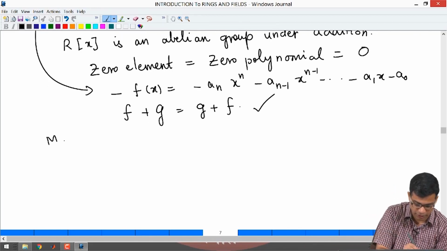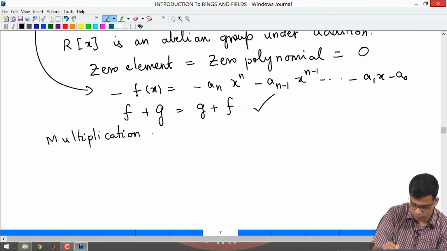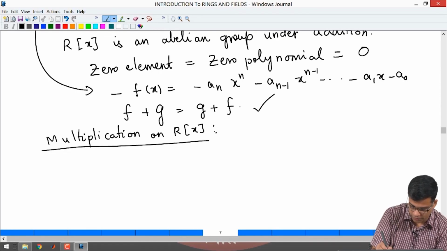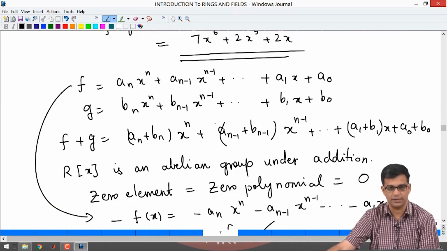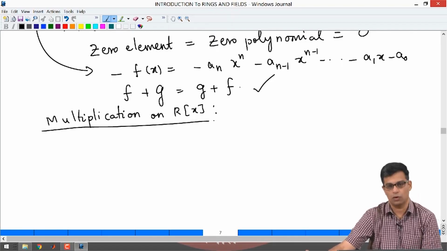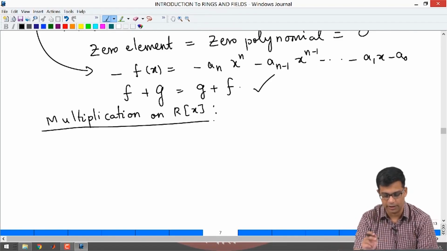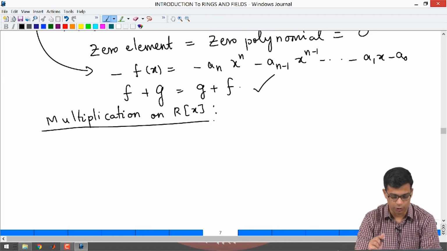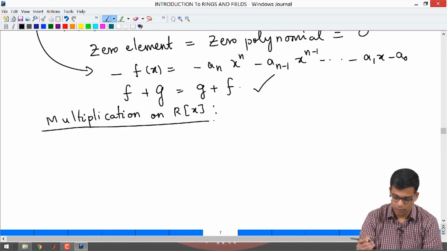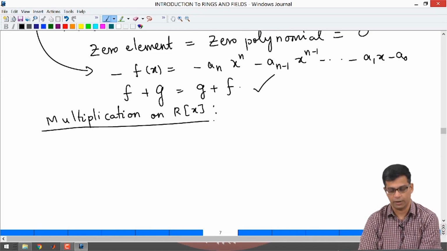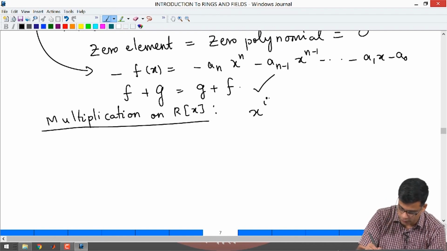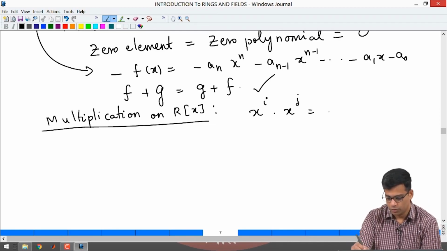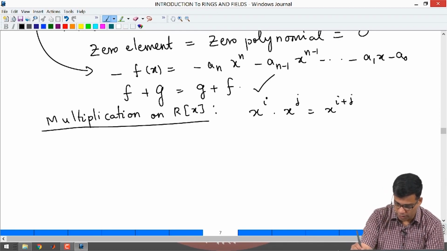So, next what is multiplication? Next we want to understand what is multiplication on R[x]. So, this is also very similar and slightly more technical, but you have to get used to this. This is not difficult. So, we first learn how to multiply two monomials. And that is natural. So, if you have x^i and x^j, how do you multiply them? You simply take it to be x^(i+j).